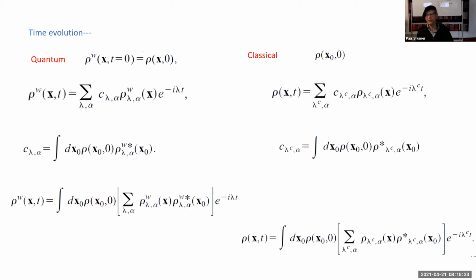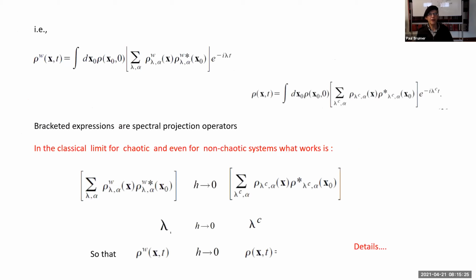So this was the time evolution. I showed it to you before, but it turns out that it doesn't work. What happens is you run into enormous problems with essential singularities. But what does work is the following. Go back to the expression for the Wigner. Here it is, and look at these bracketed expressions. This is basically the phase space picture of a spectral projection operator in the Wigner representation. This is the phase space representation of a spectral projection operator in classical mechanics.